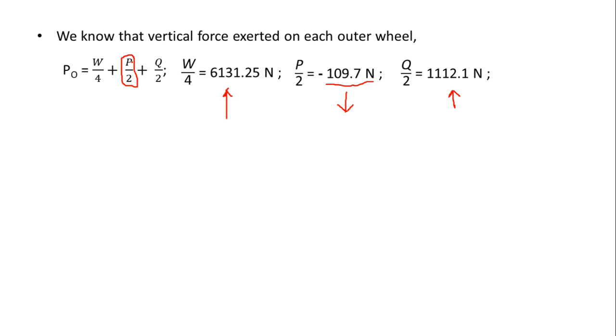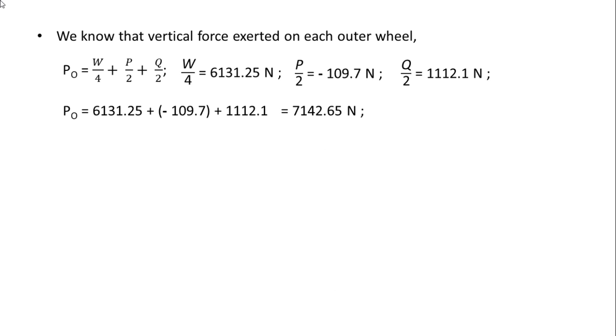Normally the book changes this formula, telling that this is downwards. Don't do that. Maintain the negative symbol and put it in the same formula. No need to change the formula. Put all the values into this: 6131 plus minus 109. So the net answer is 7142.65. On each outer wheel, you have a force of 7142.6.